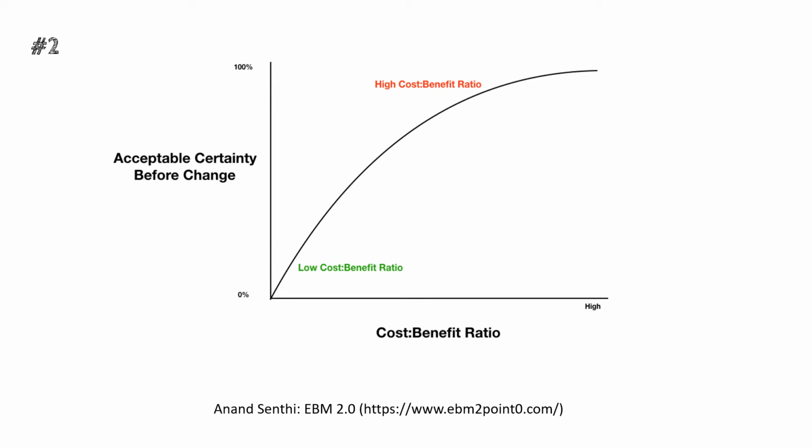So the other thing about evidence-based medicine is this. Anand Senti on EBM 2.0 has made this curve here, and Simon Carley from St. Emlyn's has also talked about, like, when do we need to change? What amount of evidence is enough for us to change? And here we see a diagram just depicting, well, acceptable certainty before change. How certain do we need to be? And what is the cost-benefit ratio.